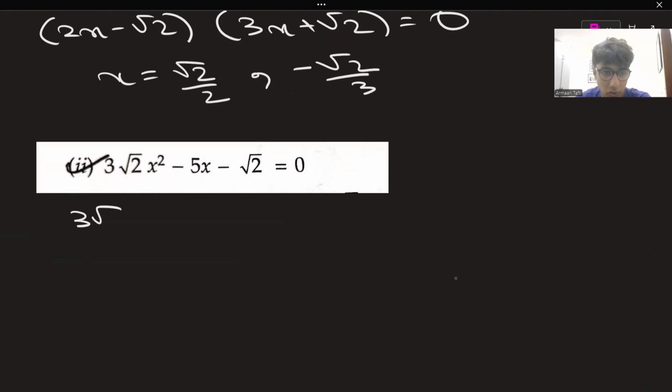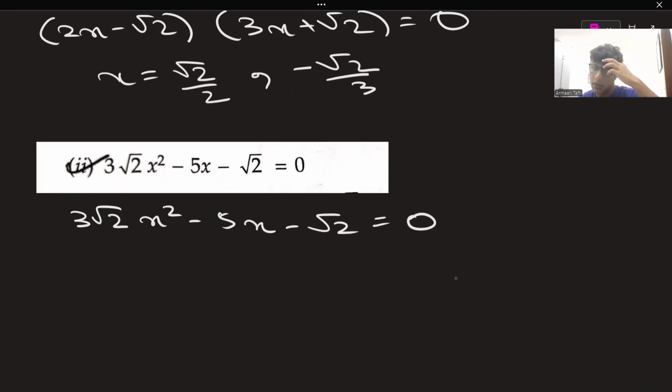So we've got 3 root 2 times x squared minus 5x minus root 2, which equals 0, right? And now once again, what should we multiply up to? 3 root 2 times root 2 is just 6. So we have to multiply up to minus 6, right? Let me just write it down once. 3 root 2 times minus root 2, that's minus 6, right? That's what we have to multiply up to.